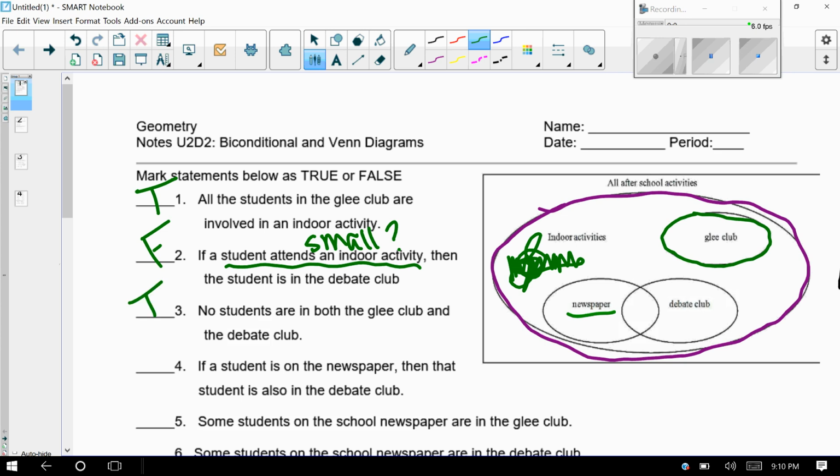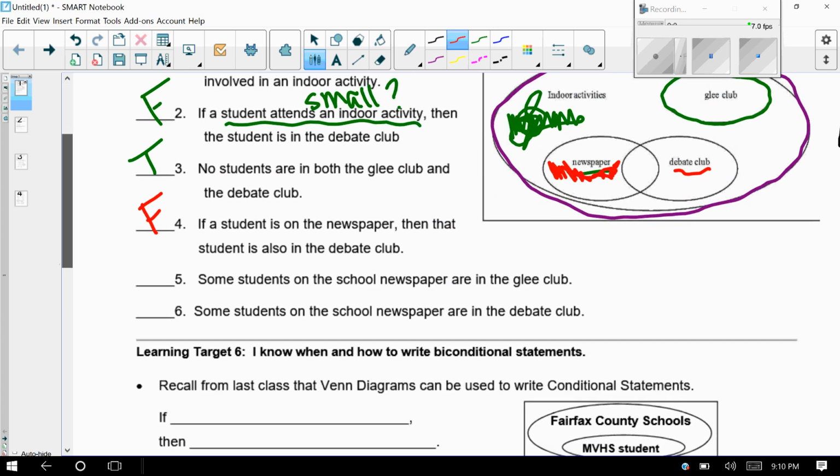If a student is on the newspaper, then the student is also on the debate club, right? Is that true? What about the students over here? These students are on the newspaper, but they're not in the debate club. Only some of them are in both. So this one's actually false. Only some of them. I want you guys to try the rest. Try to interpret these Venn diagrams.